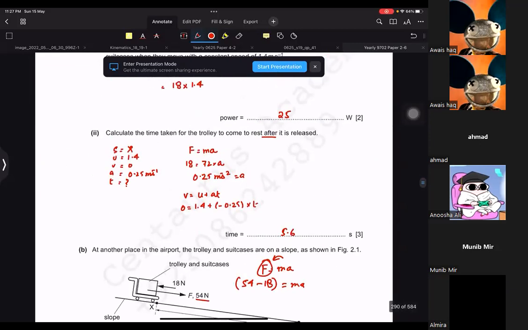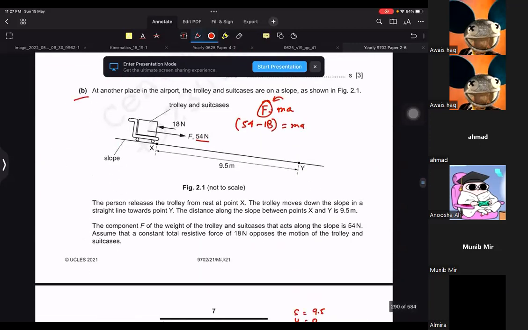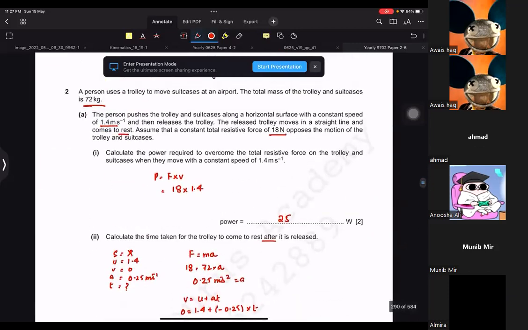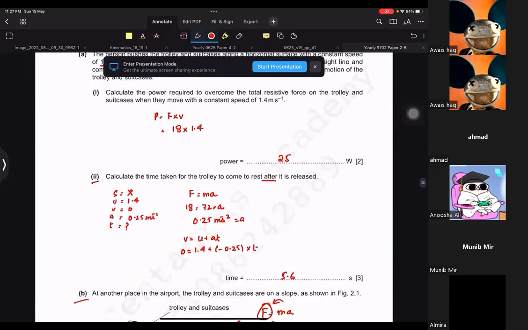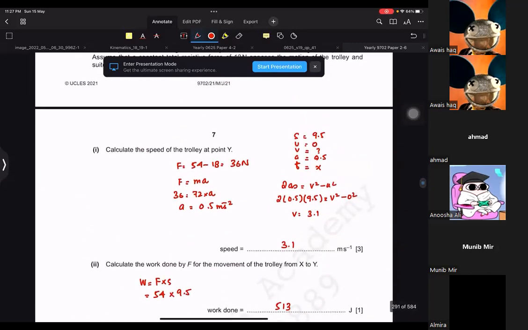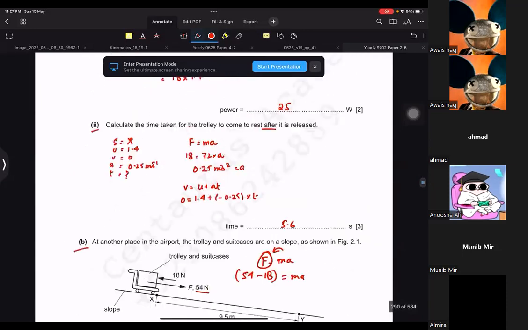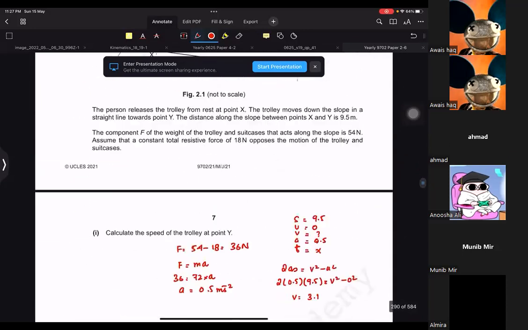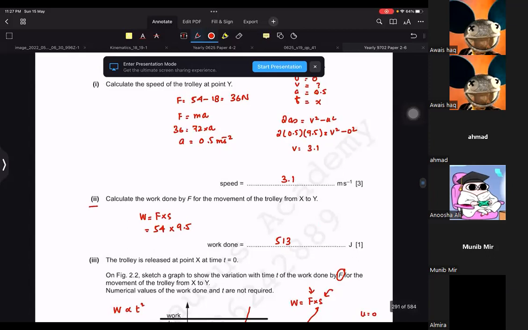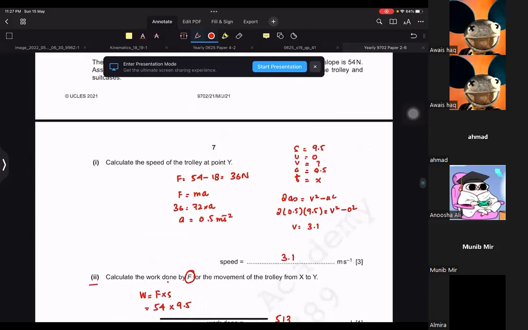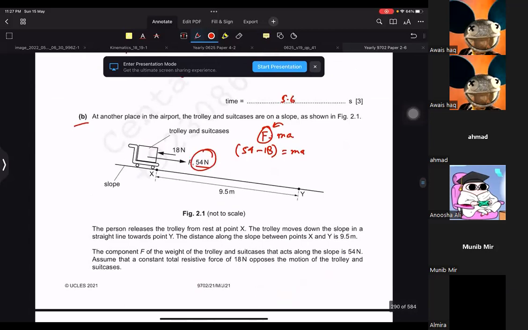No, I'm talking about part B. Where is it? No, this part is part 2, 2B2. This one. Why I didn't subtract it? That's what you're asking. Okay. So it said, what is the work done by F? And F is this. Okay, fair enough.